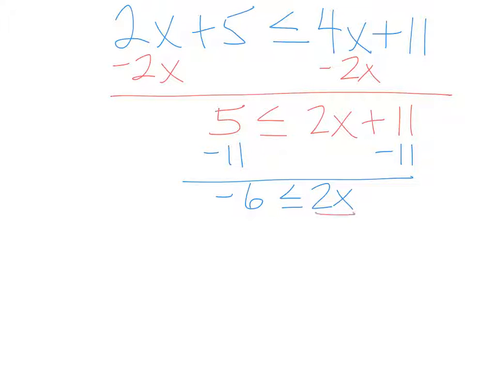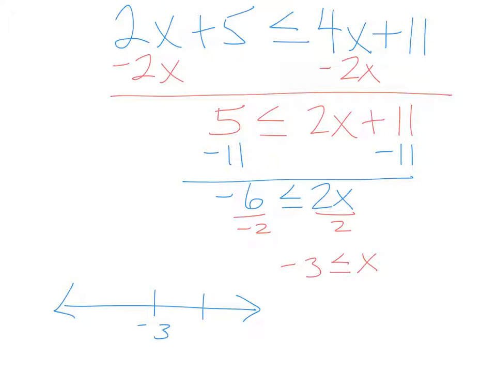I'm going to divide by 2. I get negative 3 is less than or equal to x. Now, because we read these from left to right, this says negative 3 is less than or equal to x. But I have to be careful when I go to graph it, because it is not going to be shaded this way, because it says negative 3 is less than or equal to x. And these numbers, negative 3 is not less than these numbers.